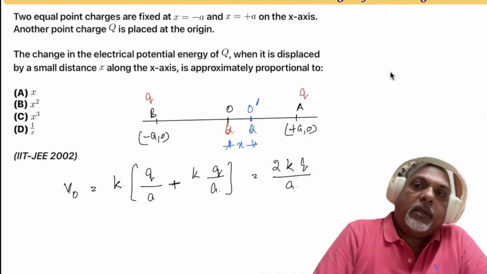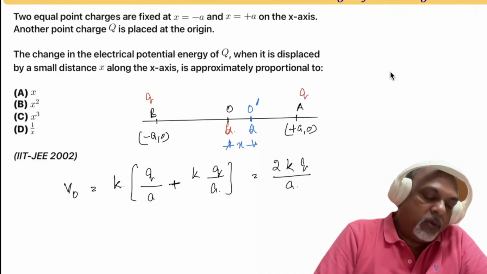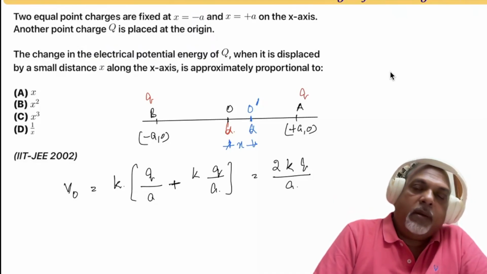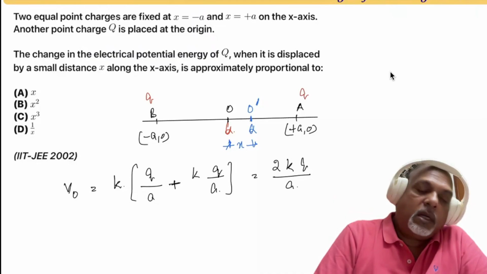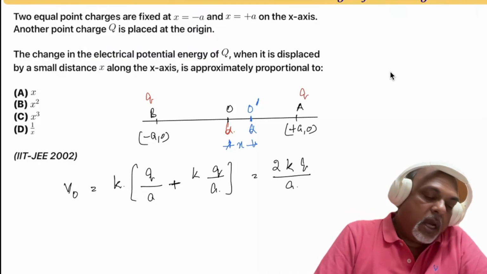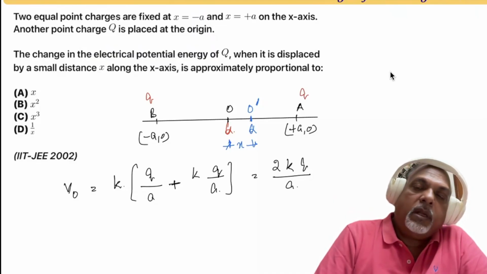Potential is a scalar quantity. We have to take the distance between the point and the charges. Right? Here both the charges are positive. That's why the potential due to the charge at A and the charge at B will add up. Correct?